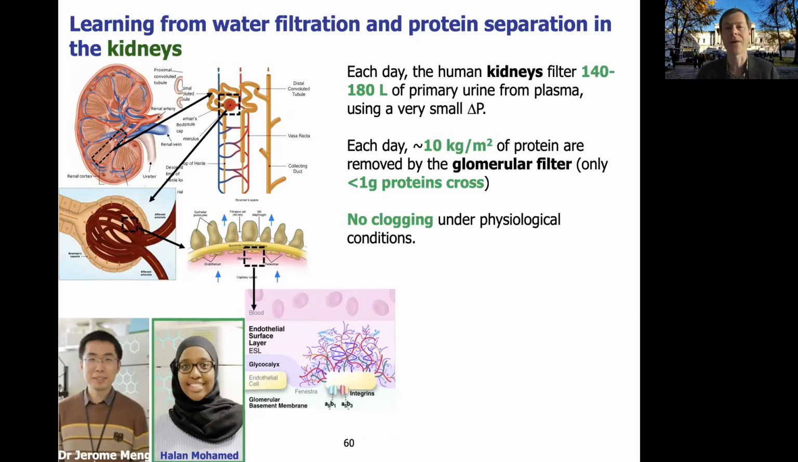Now the kidneys are amazing, right? They filter 180 liters of urine from our plasma every day, and they use a very small pressure drop. And that's all you do in these nephrons. You can zoom in and you find this glomerular complex. And this complex has a lining. It has these windows on it, but also a lining of sugar-like molecules called the glycocalyx. This brush-like structure is apparently able to repel dirt, so proteins and fouling, and everything that shouldn't be filtered out, because otherwise you would lose the proteins. And it does this without clogging.